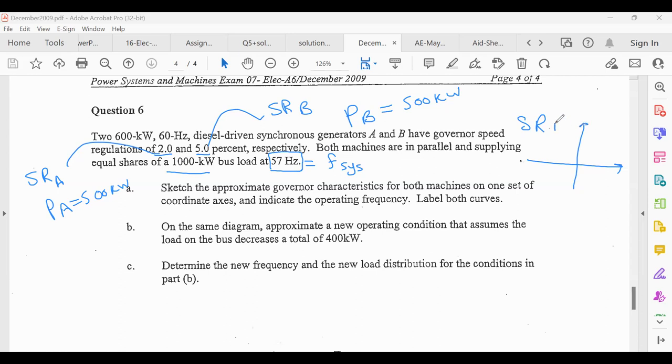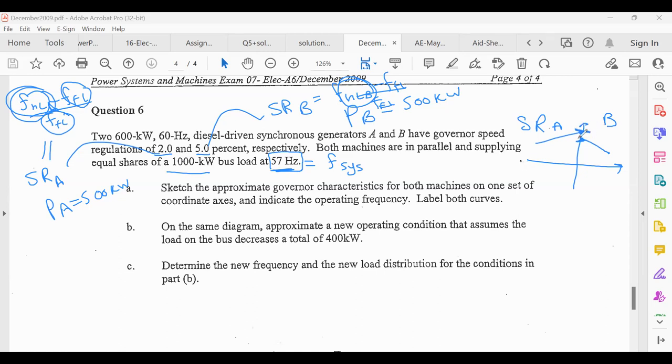So let's say the left will be B and this will be A. It will be something like this. How can we draw this? You need to get some points. First, the no load frequency, because you don't know which one is higher, right? To get it, we can use the speed regulation. Speed regulation equals frequency no load minus frequency full load over the frequency full load, similar for A and B, right? You have the full load frequency, which is 57. Can I calculate the no load for A and similar for B? Okay, you can get this and you can get this. Of course you can. You have to write the full equation, so you will get the no load frequency. Okay.